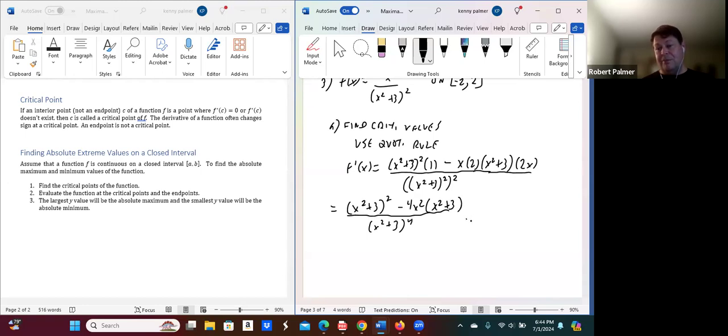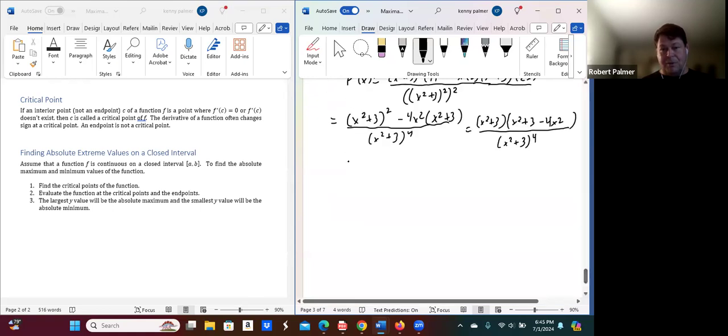Okay. Now, let's probably have to do a little bit of algebra. So our denominator is the same for now, x squared plus 3 to the 4th. I'm going to factor an x squared plus 3 out of both of these. So it's going to be x squared plus 3. And that's going to leave me with, I still have an x squared plus 3 left in the front. Then minus 4x squared.